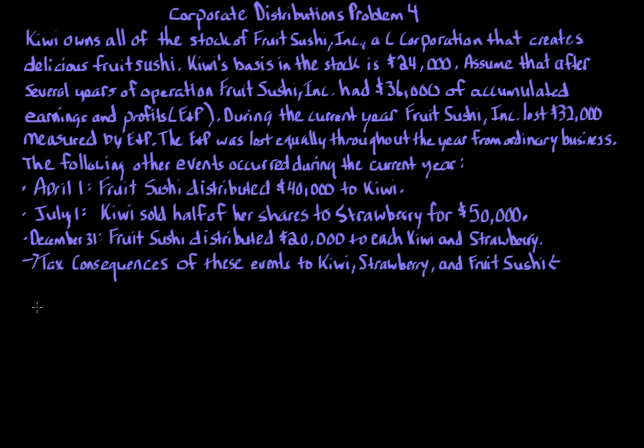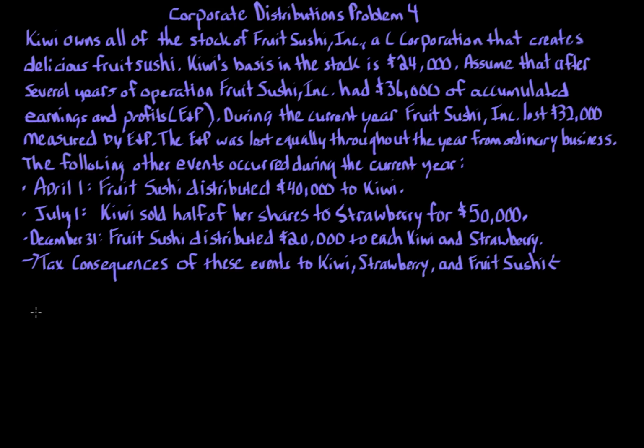So here, Kiwi owns all the stock of Fruit Sushi Inc., which is a C corporation that creates this delicious fruit sushi. Kiwi's basis in her stock is $24,000. Assume that after several years of operation, Fruit Sushi Inc. has accumulated earnings and profits, also known as E&P, of positive $36,000. During the current year, which is the year at issue, Fruit Sushi Inc. loses $32,000, measured by E&P. That $32,000 loss was incurred equally throughout the year from ordinary business.